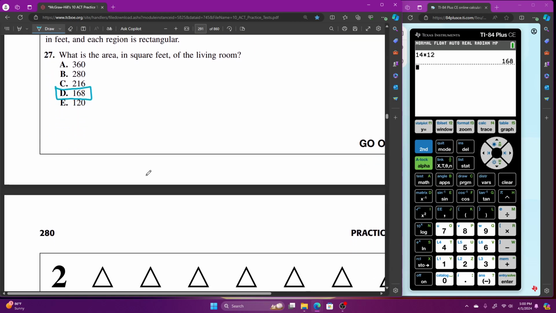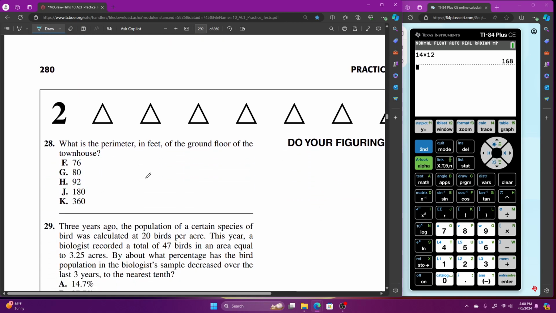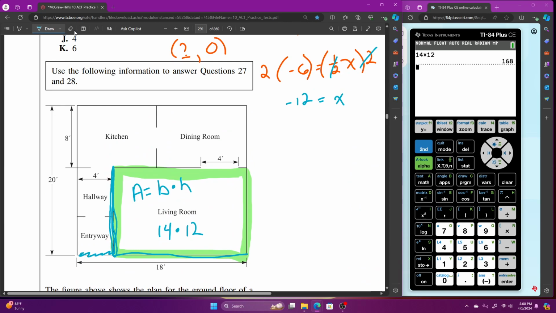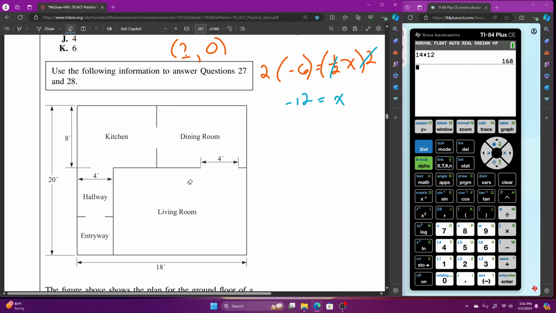And then real quick, let's look at number 28. It says, what is the perimeter in feet of the ground floor of the townhouse? Perimeter of the ground floor of the townhouse. Okay, that's what we're looking at, this picture. Is the ground floor of the townhouse. And what is perimeter?